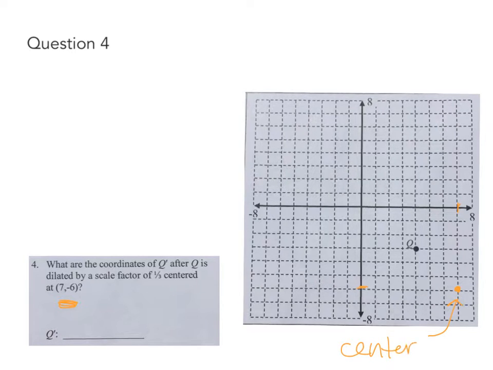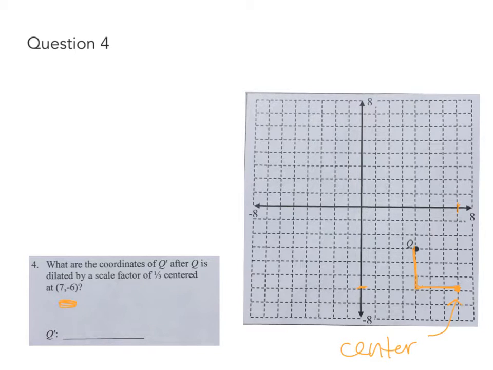That means that point Q, depending on the scale factor, is either going to move further away from that point or closer to that point. The next thing that I would recommend is that we connect Q to the center by a horizontal and vertical path. It doesn't really matter if you go from my center over and then up, or if you start at Q and go over and then down, but we just want to connect Q to the center.